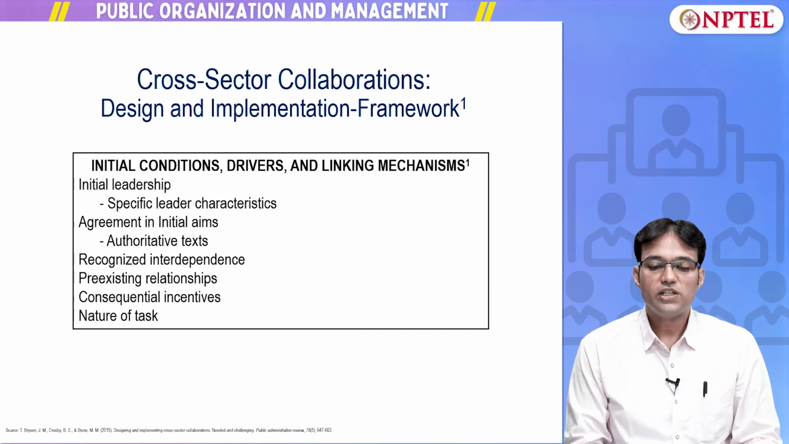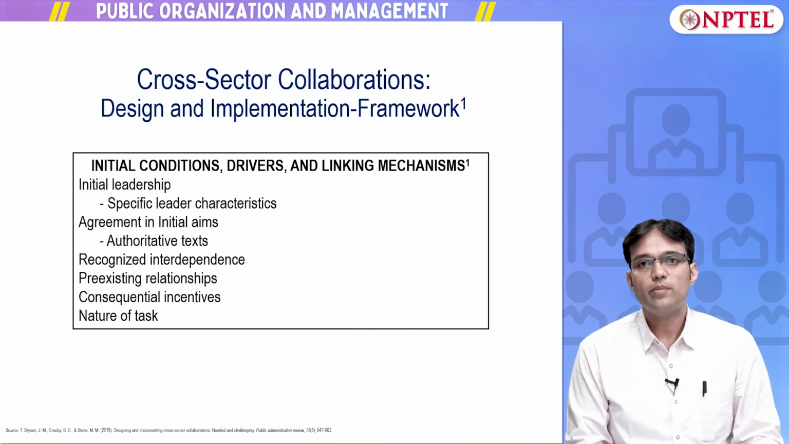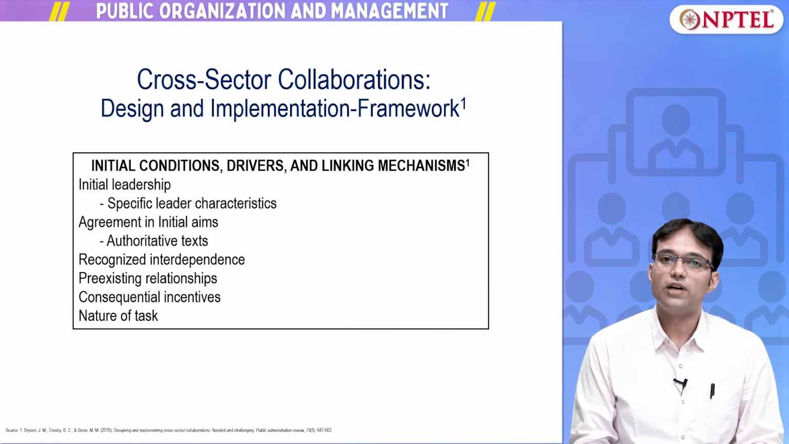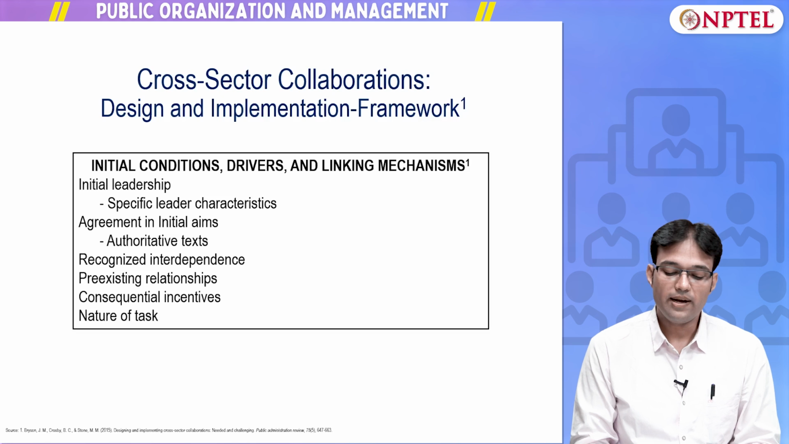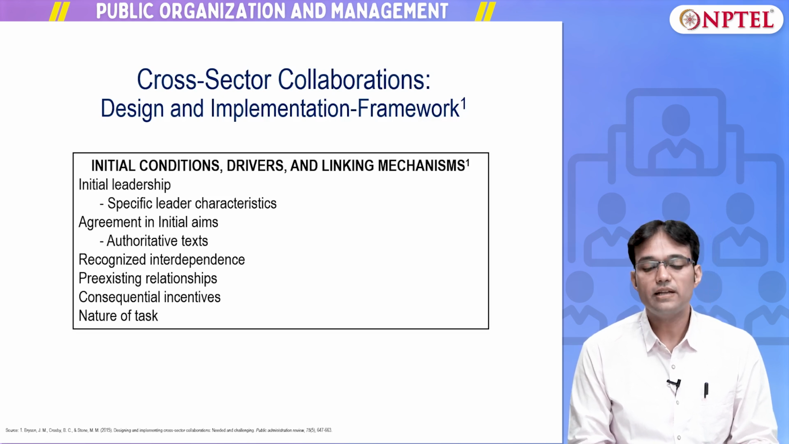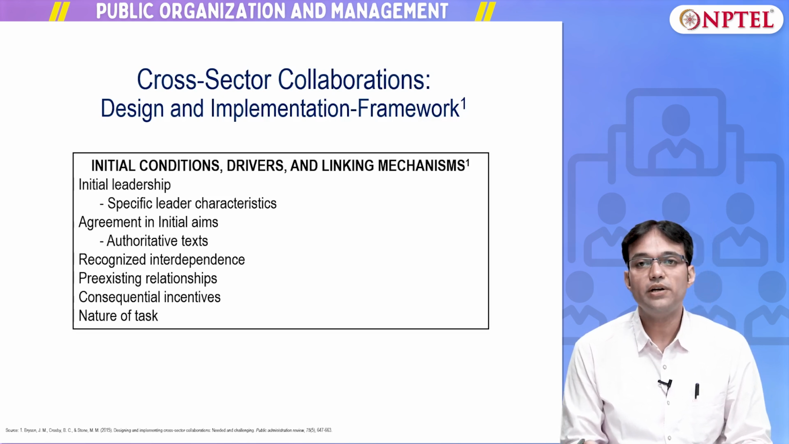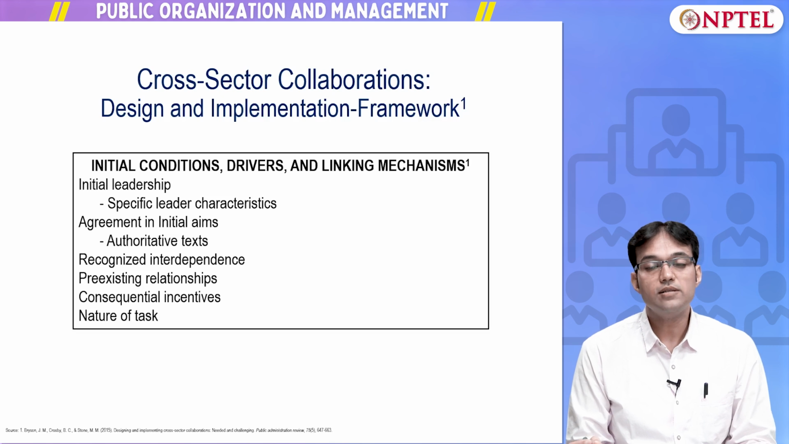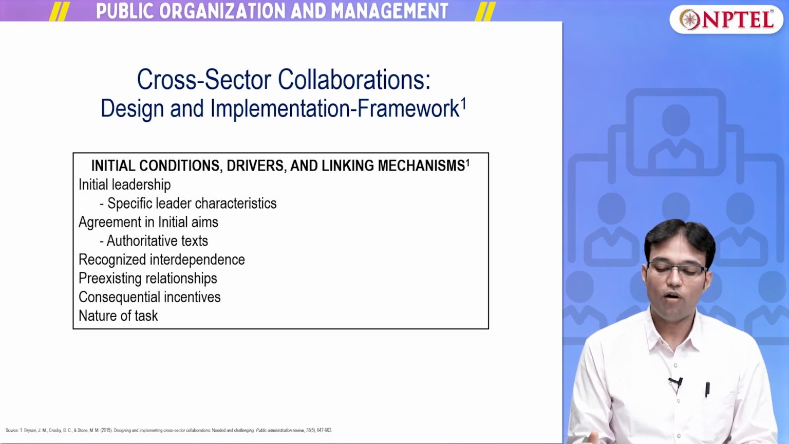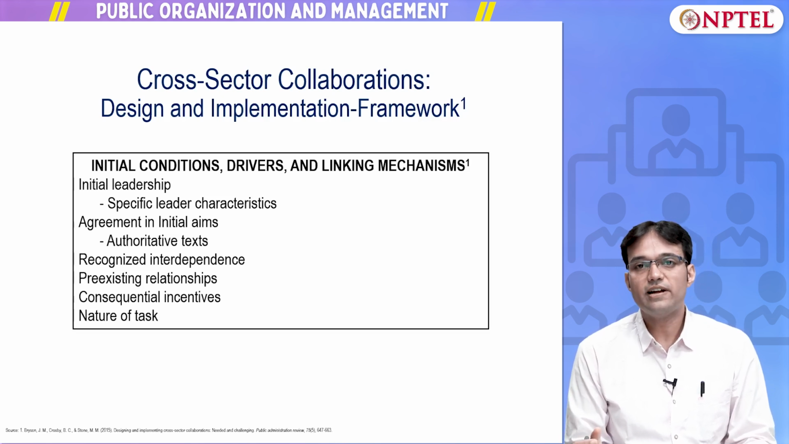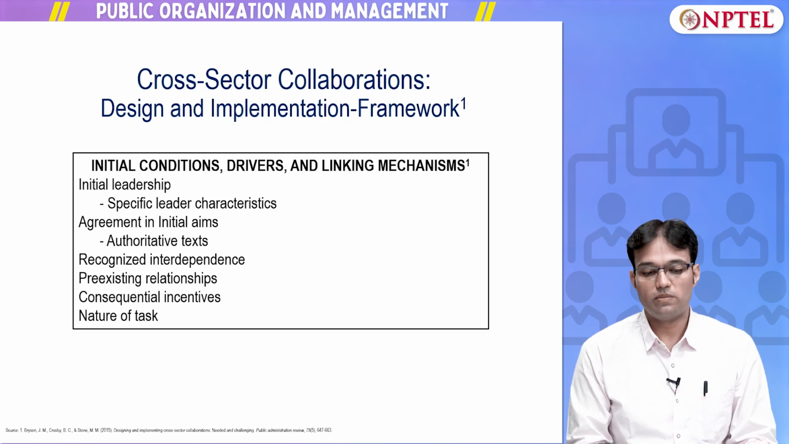Another important initial condition, driver and linking mechanism is the nature of task, which the authors have highlighted. It is expected to have impact on structure, membership and processes. Now, if you look at an example of addressing and responding to the COVID-19 pandemic, you see the nature of the task complexity impacted the inter-organizational network with so many stakeholders involved and had significant impact on the collaboration outcomes.